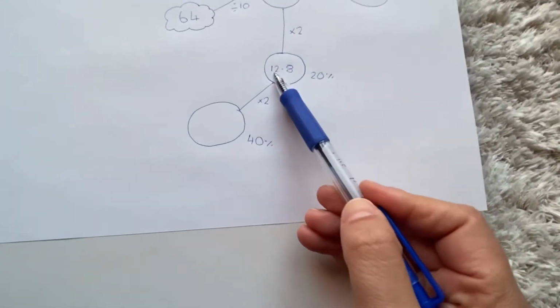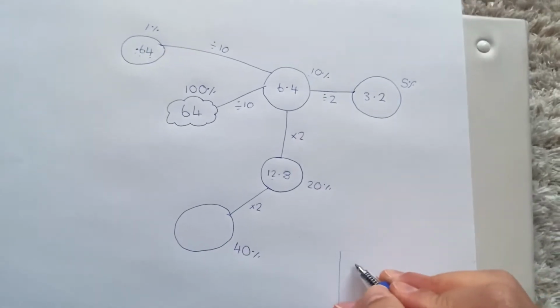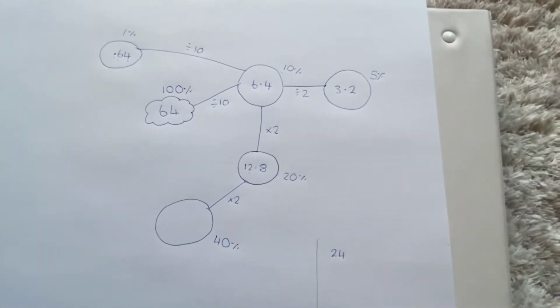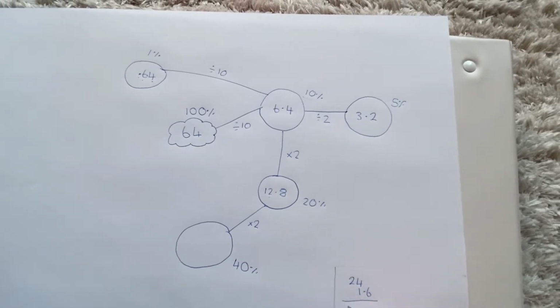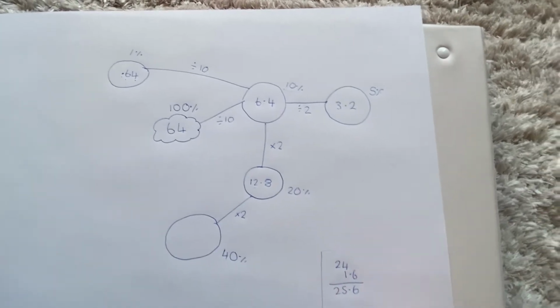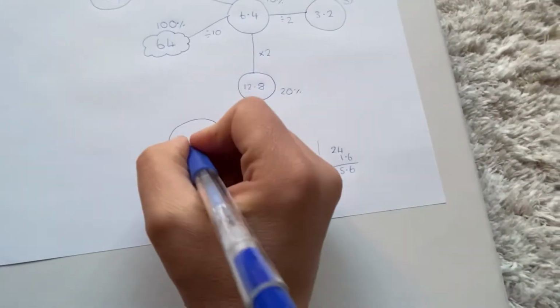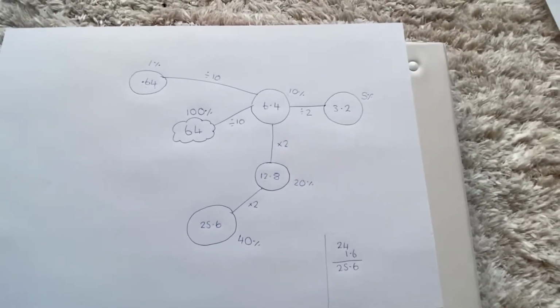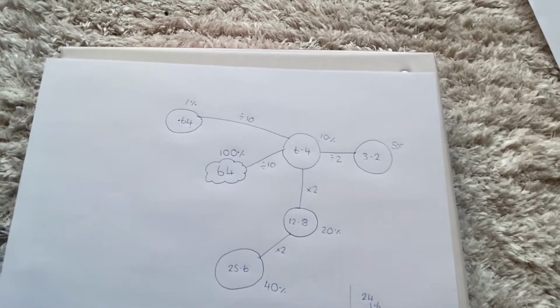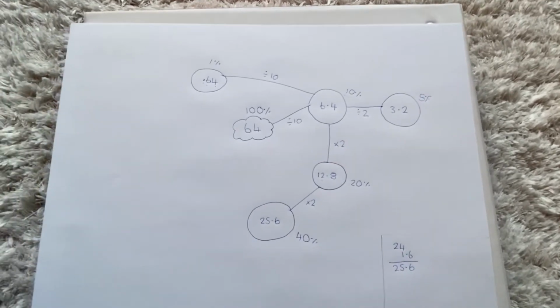So we've got 12.8 times 2. And I'm actually just going to make a little working out corner here. 12 times 2 is 24. 0.8 times 2 is 1.6. Okay, so 25.6. Not everything has to be done in your head, remember? Work it out if you need to.